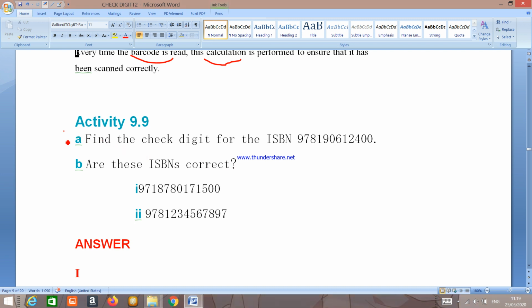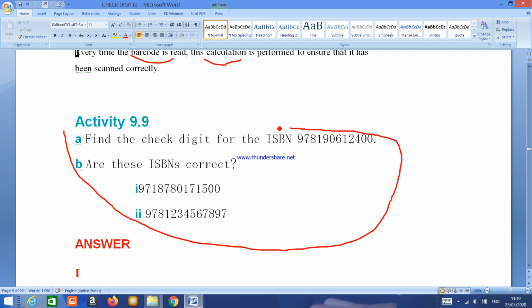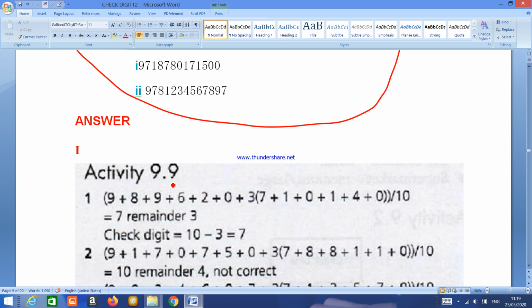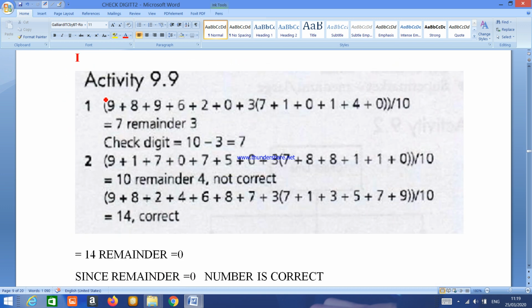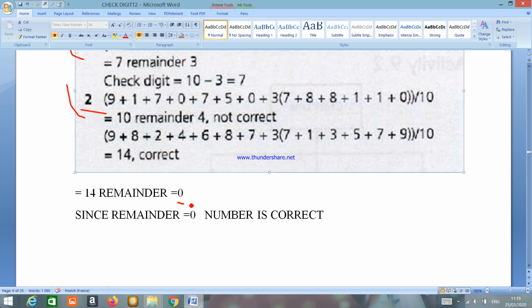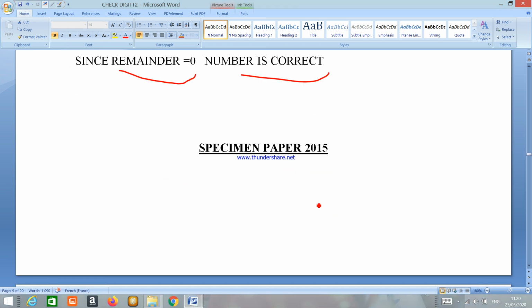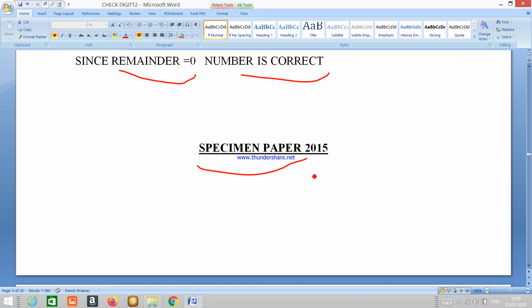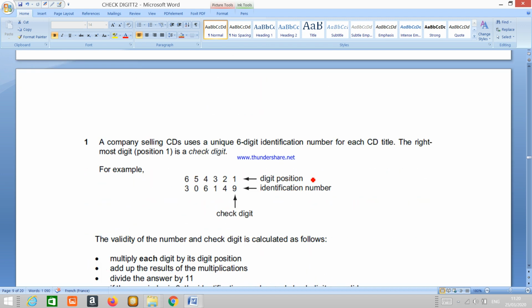Now this is an activity. You can try this activity, and the answer I have already given here, for 1 and 2. Now for the second one, you will see that the remainder is 0, and we have said if the remainder is 0, the number is correct. Now let's look at specimen paper 2015.